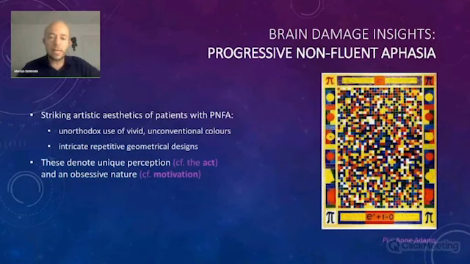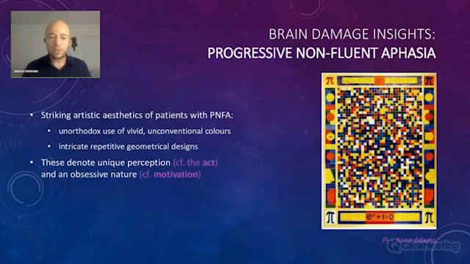And there's a very famous case study, an artist called Anne Adams, whose artwork I'm going to be talking about in this section. So just to begin with, what's generally seen in patients with progressive non-fluent aphasia, remember they are slowly forgetting words, can't find the right word, their grammar deteriorates, although they still know what things mean. What you tend to see in their artwork is an unorthodox use of vivid, unconventional colors. You get intricate, repetitive, what's also called perseverative, geometrical designs. And there is something quite unique about their perception.